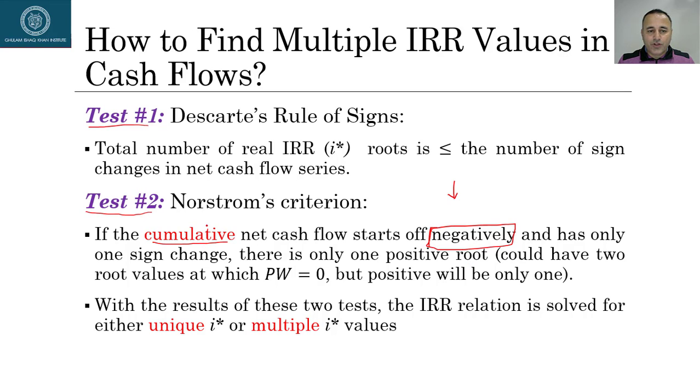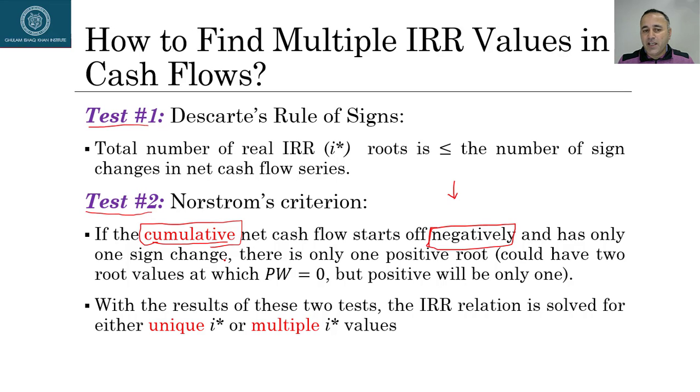Now Nordstrom criteria says, please pay attention to this word, it has to be cumulative net cash flow. It has to start negatively, and if there is only one sign change in the cumulative net cash flow, there is only one positive root. You could have, let's say, two root values at which PW equals 0, but positive will be only one. So that is something really important.